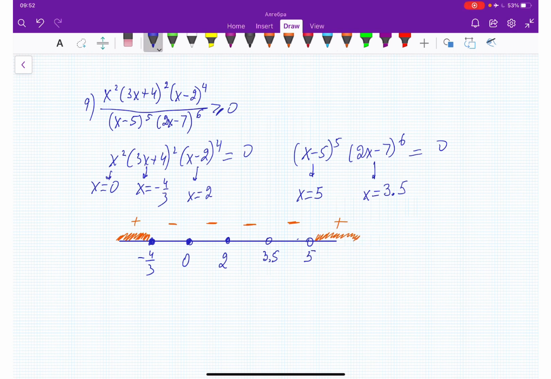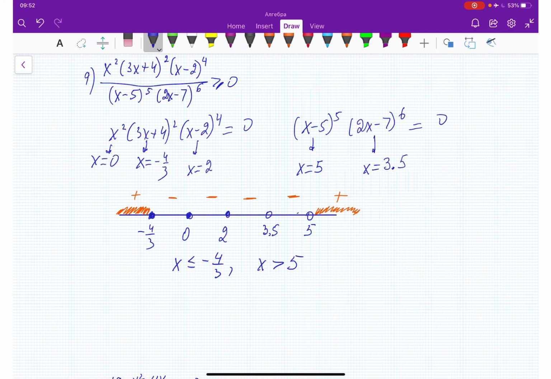So the solution is x is less equal negative 4 over 3 and x is greater than 5 without the equal sign. So in the format of interval, it's going to be from negative infinity all the way to negative 4 over 3 square bracket, or x is greater than 5 and infinity. Okay.